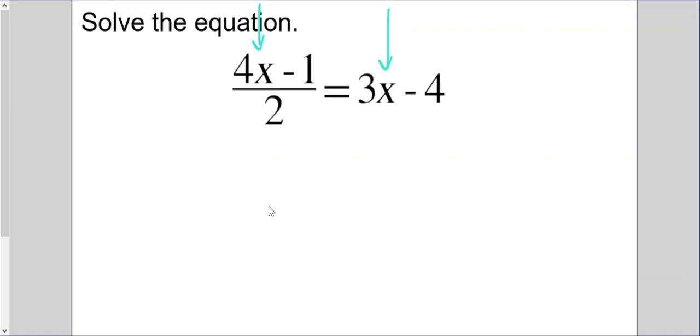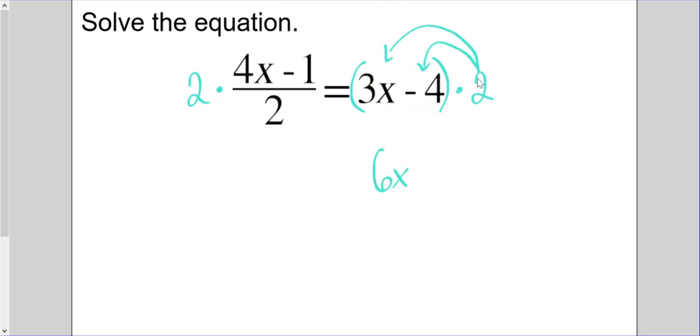The way I'm going to solve this is that I have this entire side divided by 2. That whole expression is being divided by 2, so to cancel that out, I would multiply by 2. If I do it on that side, I also have to do it to the entire other side. This entire expression needs to get multiplied by 2, which means I'm going to have to distribute this 2 into that entire side. 2 times 3x will give me 6x. 2 times negative 4 will give me negative 8.